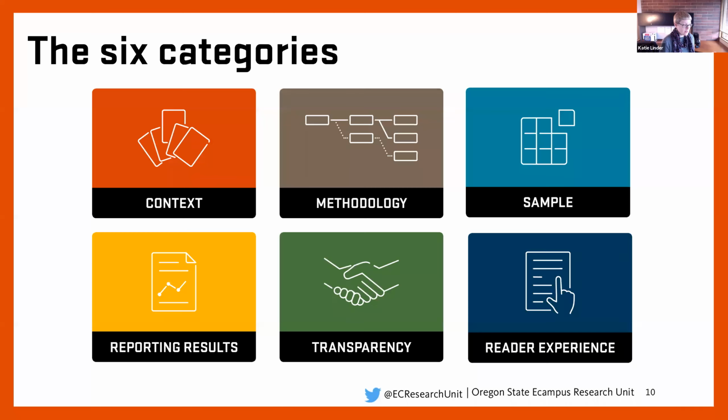So the 6 areas that we landed on are: number 1, context; 2 is methodology; 3 is sample; 4 is reporting results; 5 is transparency; and 6 is reader experience. And in a general way, we also set these up so that as you were reading a report, you would kind of get into these categories perhaps chronologically.